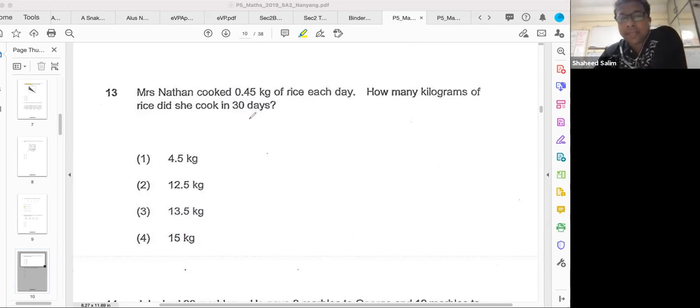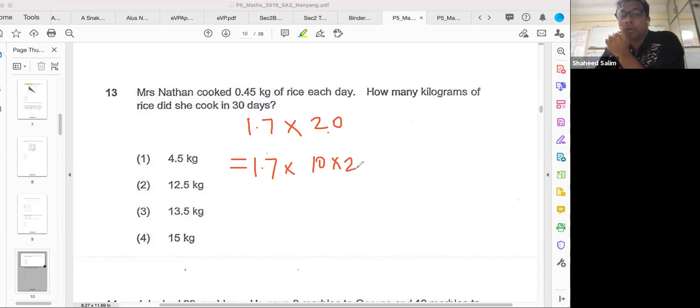Okay, so let's say I have 1.7 times 20. To make it easy for me, I take 1.7, and the 20 I can change to what times what equals 20? 10 times 2 equals 20. So I have broken up the 20 into 10 and 2.